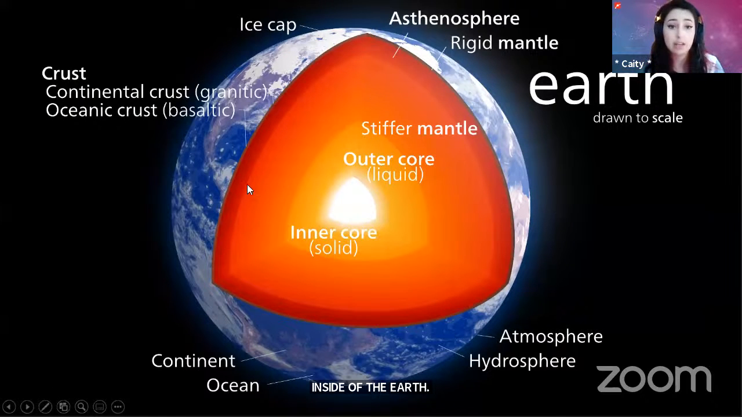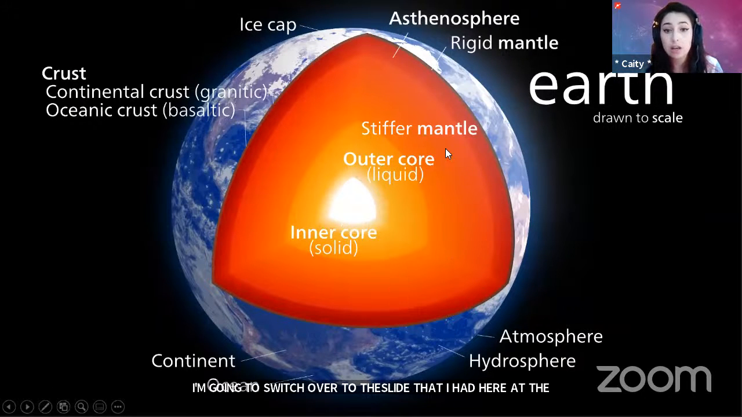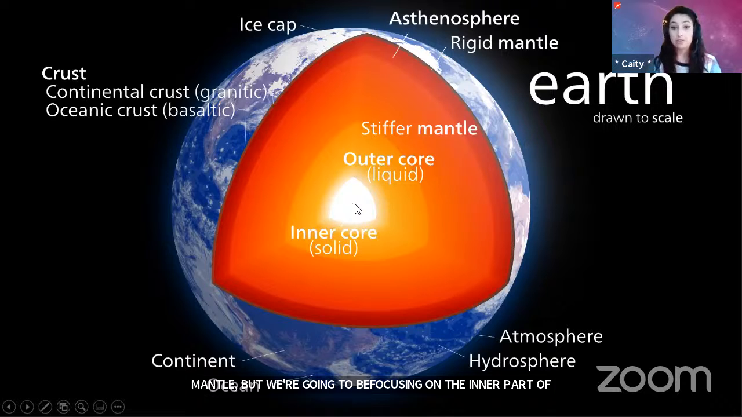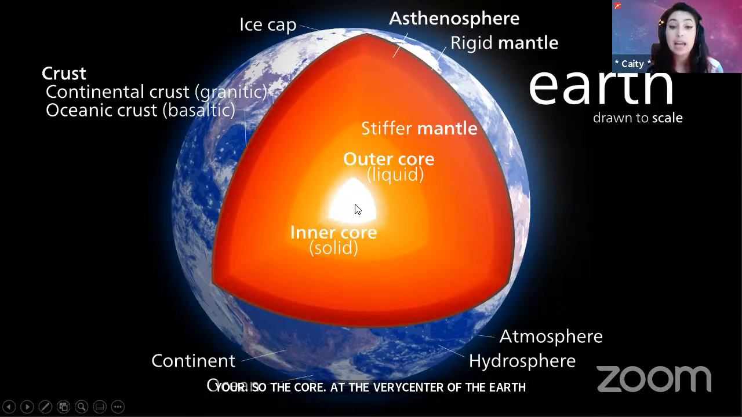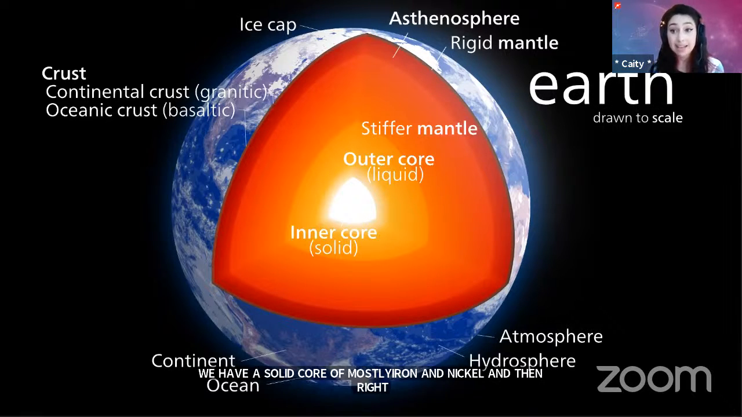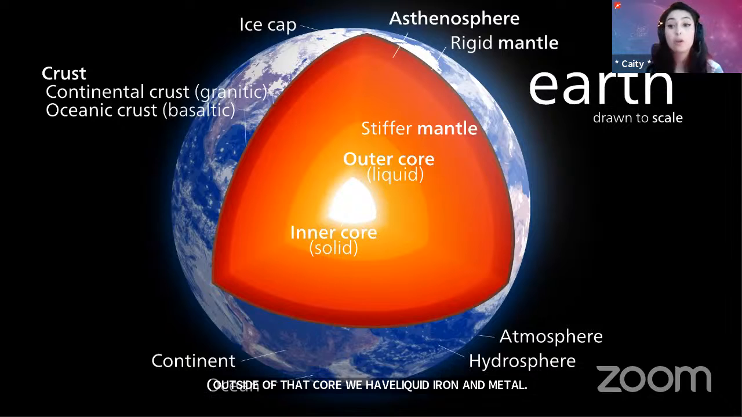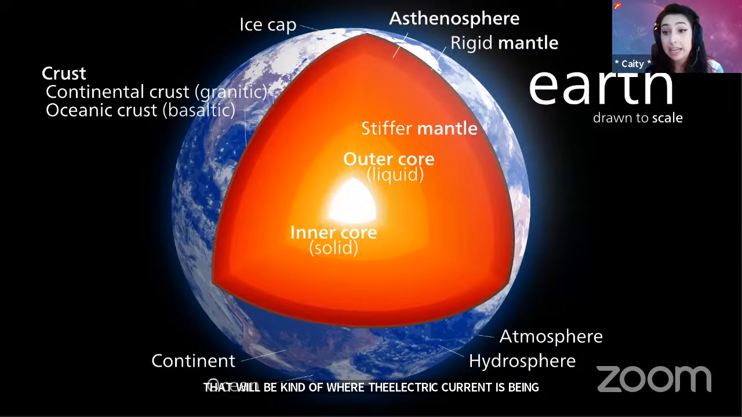So you can see the crust and the mantle, but we're going to be focusing on the inner part here, the core. So at the very center of the Earth, we have a solid core of mostly iron and nickel. And then right outside of that core, the outer core, is liquid iron and metal. And that's going to be where the electric current is being generated. So the core of the Earth is under really high pressures and has really high temperatures.